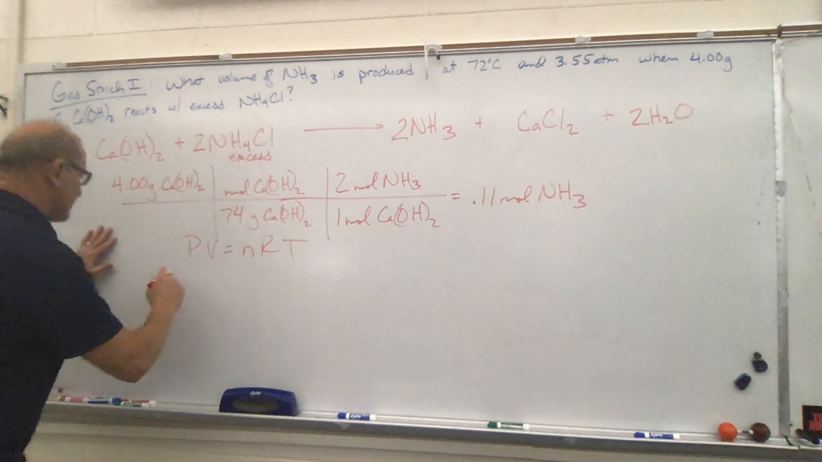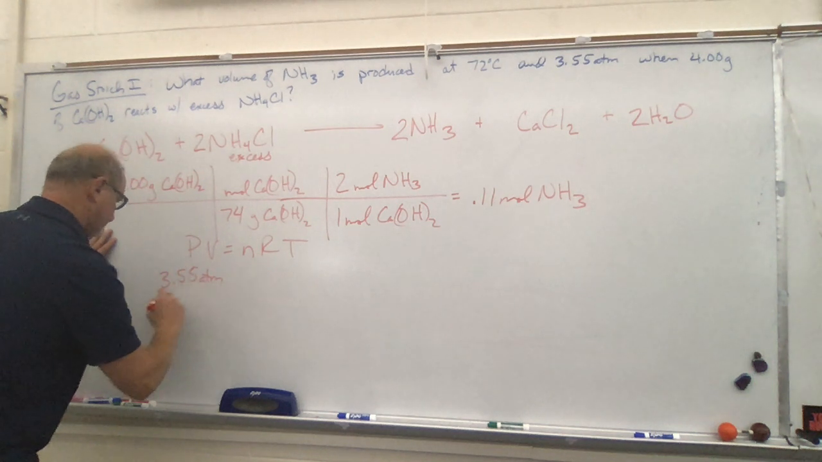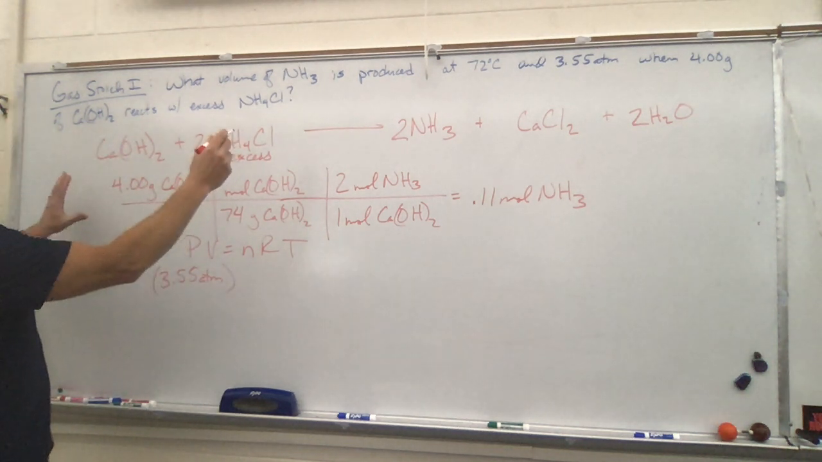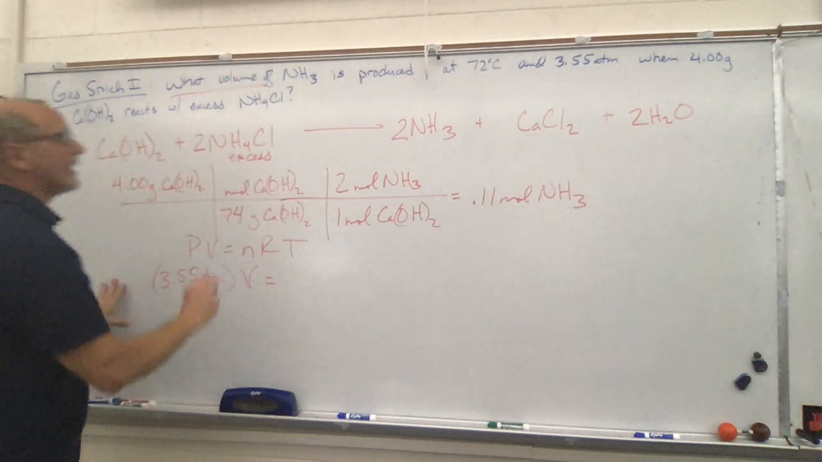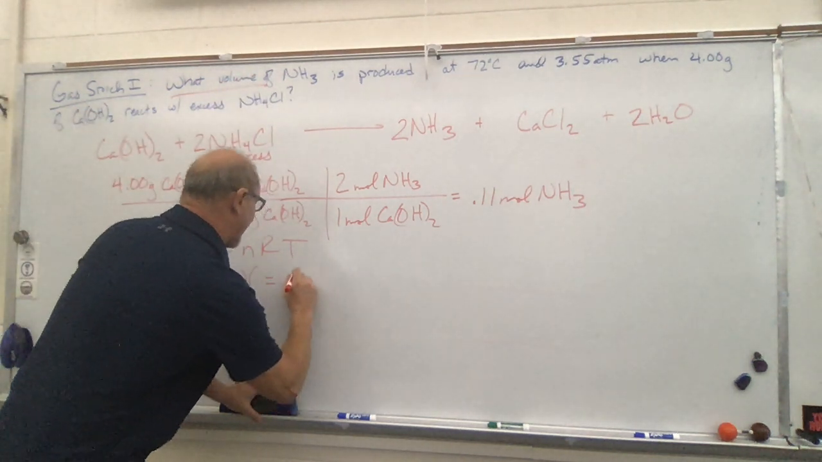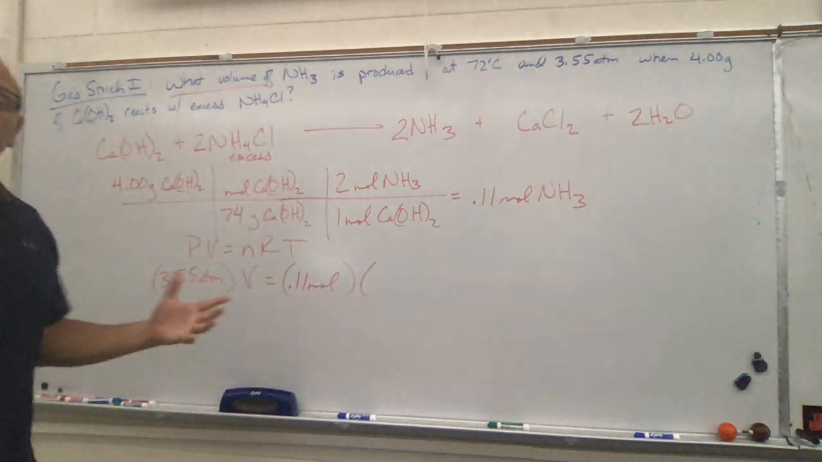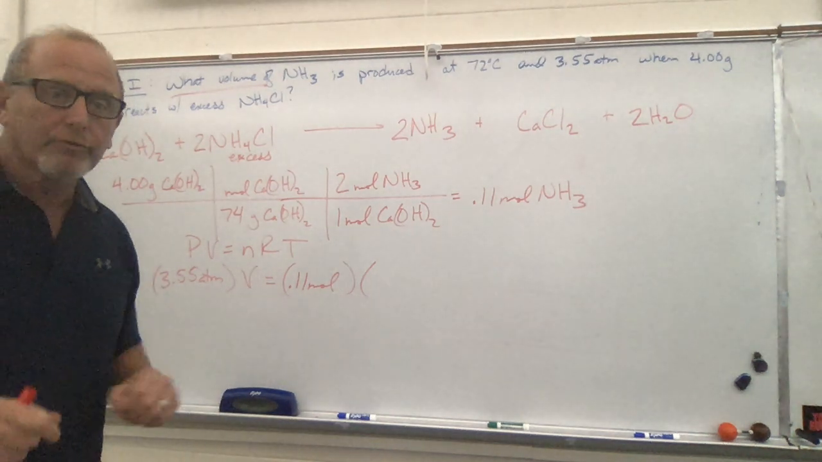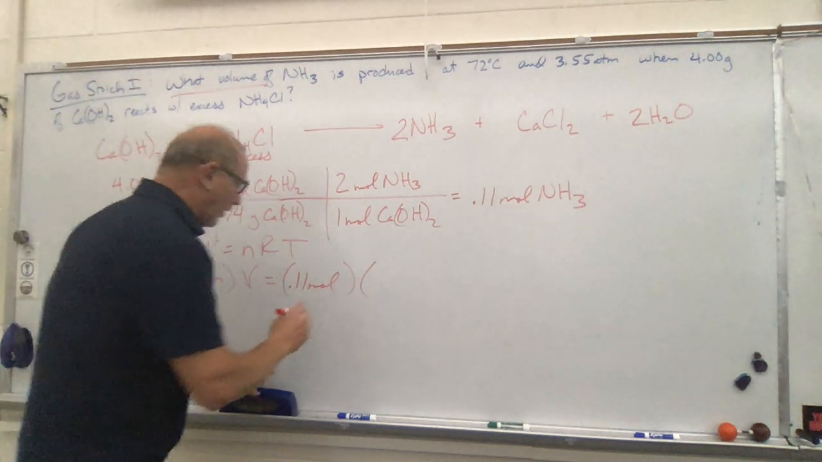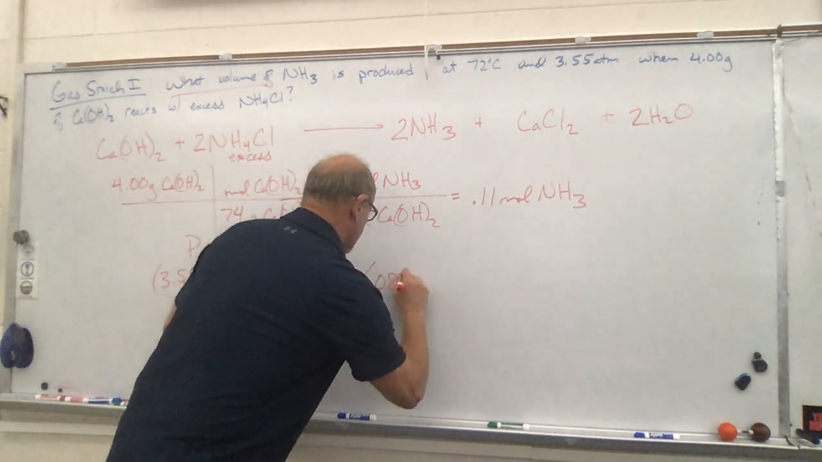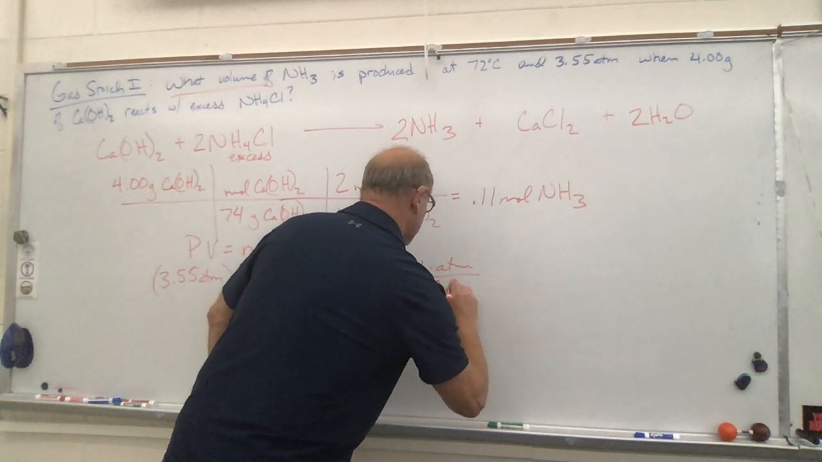Now, that's got to go into the ideal gas law, PV equals nRT. What's my pressure? 3.55 atmospheres. My volume? That's what we want to know. And how many moles? We just calculated that, 0.11 moles. Which R would we like to use? Well, our pressure is going to be in atmospheres over here. So like usual, we're going to plug in 0.082 liter atmospheres per mole Kelvin.